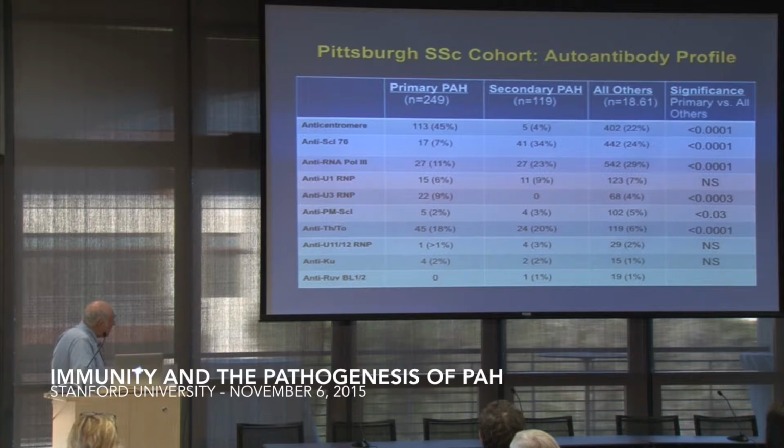And in contrast, patients with secondary pulmonary hypertension who have pulmonary fibrosis as the primary underlying disorder have a disproportionate frequency of anti-Scl-70. So centromere, U3, and Th/To are the biggies.